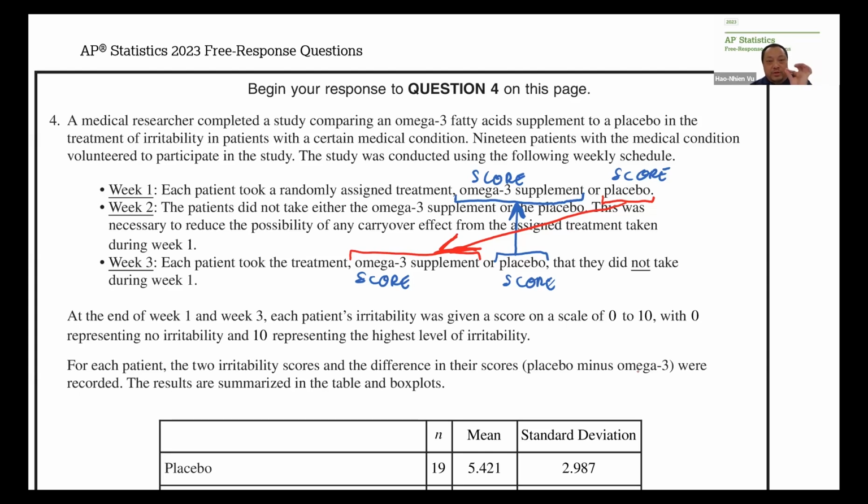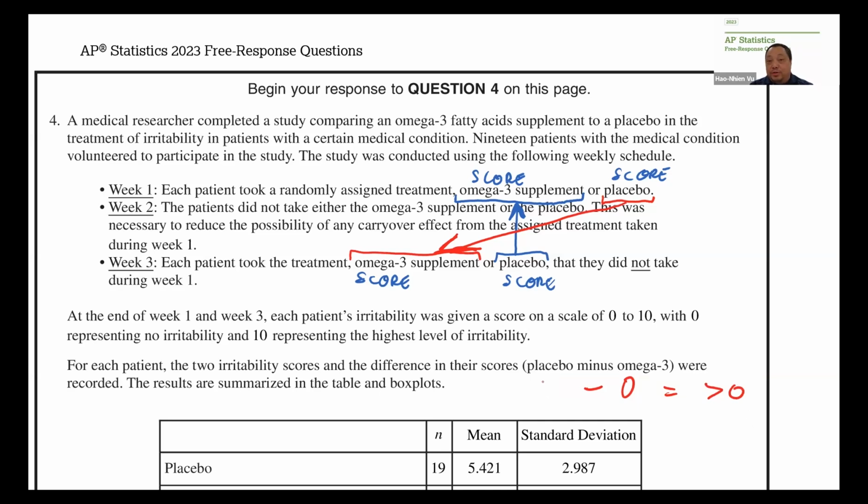If everything works perfectly, then the placebo has no effect, and the omega-3 totally cures the person of irritability. That means with the placebo, the score will be whatever it is, let's call it X, some positive X. But with omega-3, assuming it works perfectly, it should go all the way down to 0. So you go X minus 0, you end up with X, which is a positive number.